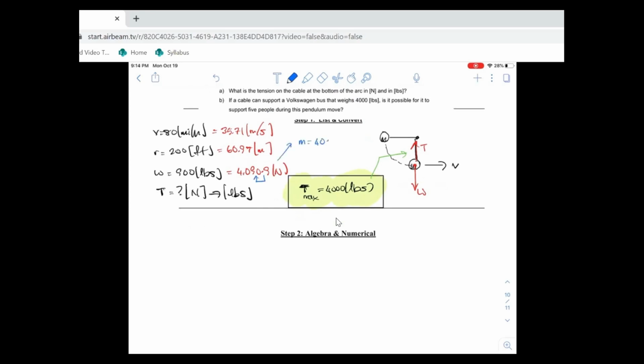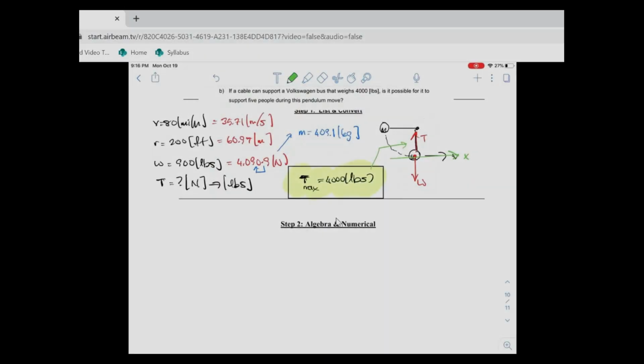All right, so in this case, the total mass is going to be about 400 kilograms. Okay, so I think we got everything that we need. It looks like a complicated problem, but it's not. The y-axis is going to be our radial axis, pointing in the upward direction.